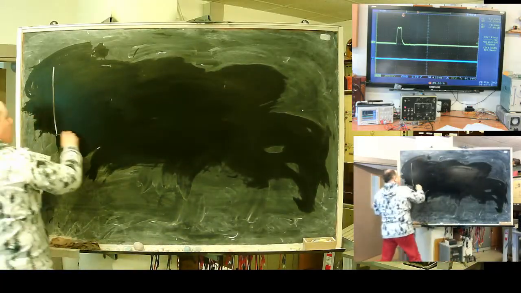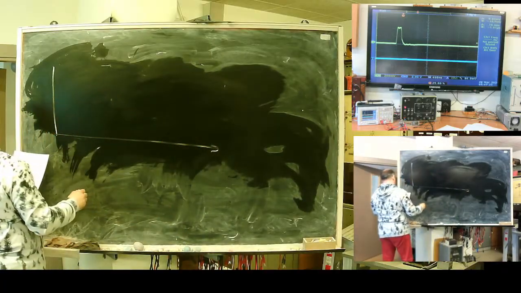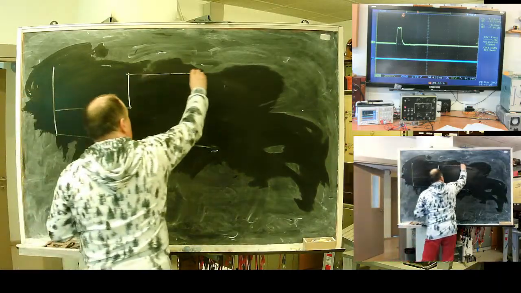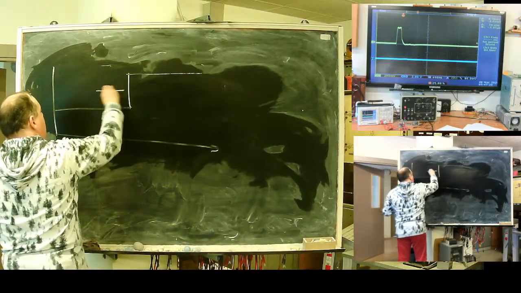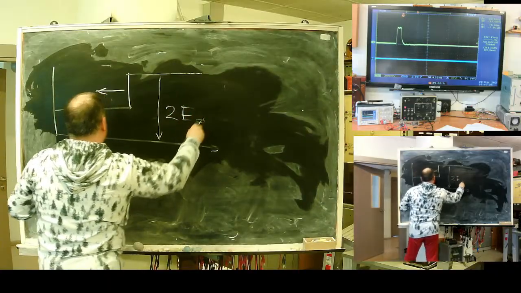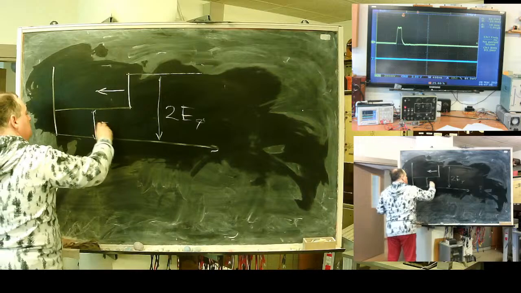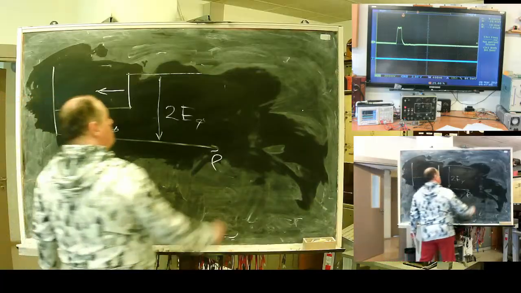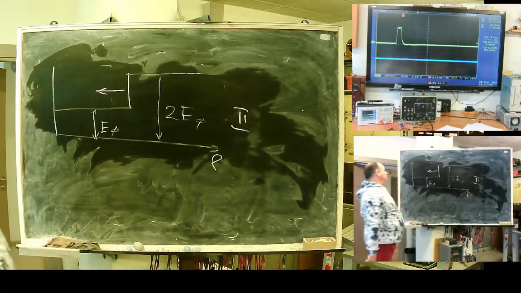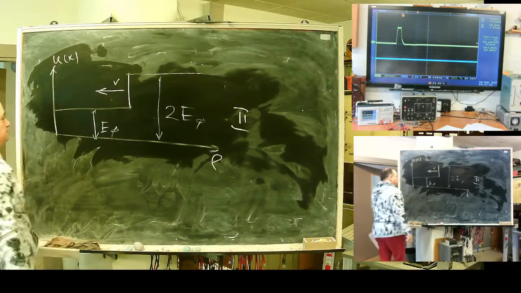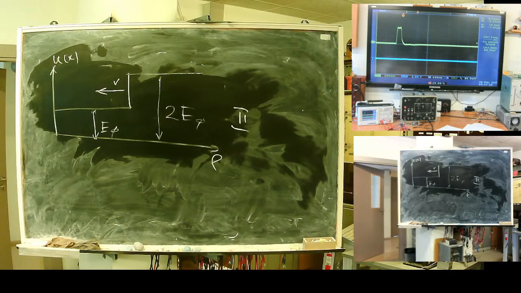At stage number 2, we will see this thing. A wave propagates backward with the speed of v, double E0. This one is E0. This is what happens at stage number 2. A double voltage wave propagates backward.